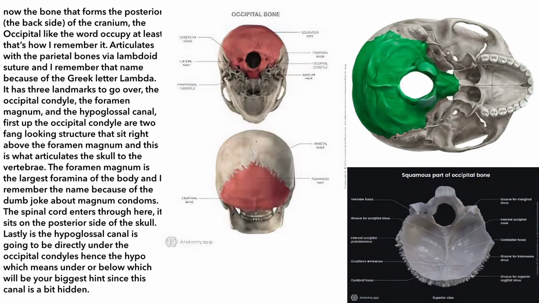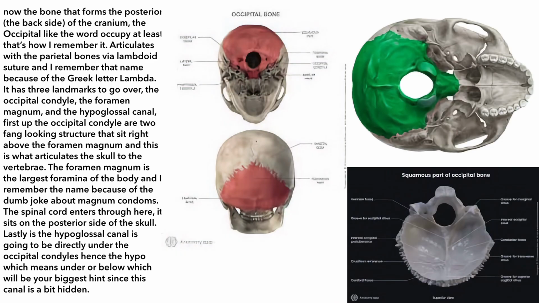Now we're going to talk about the bone that forms the posterior, the back side of the cranium. The occipital, like the word occupied, at least that's how I remember it, articulates with the parietal bones via the lambdoid suture. And I remember that because of the Greek letter lambda. There's three landmarks to go over: the occipital condyle, the foramen magnum, the hypoglossal canal.